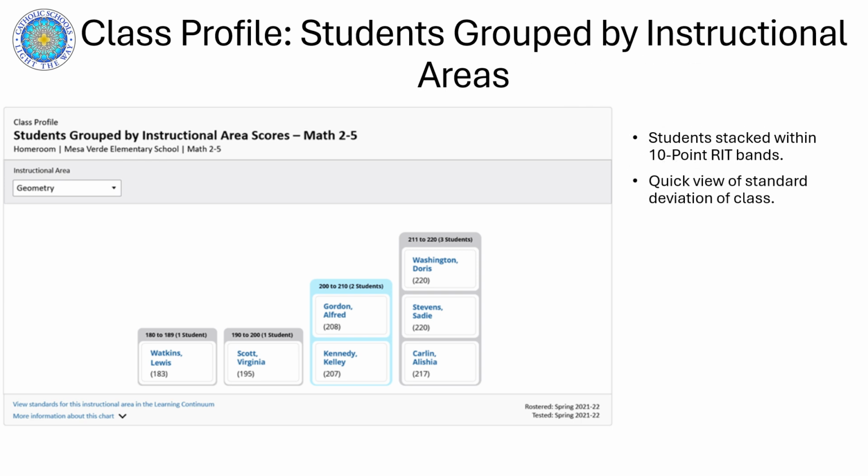This also gives you a quick view of the standard deviation or the standard error of the class. The more spread out the students are, the more varying abilities you have in the class and the greater need for differentiation. If you see students grouped into a few groups, then you know that all of the students are achieving around the same instructional level, and less differentiation may be needed in some of the instructional areas.